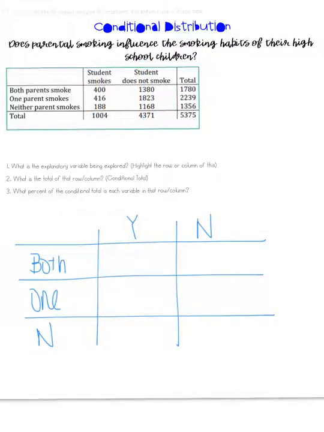So go ahead and pause the video and redraw your table down here. All right, so now we're talking about the parental behaviors. That's our condition. So we're talking about 1,780 students, 2,239 students, and then 1,356 students. Once we lock into a specific condition, like both parents smoke, I don't care about all the other kids until I start calculating theirs. So go ahead and pause the video and see if you can come up with the conditional distribution based off of parent choices. Fill out this entire table.